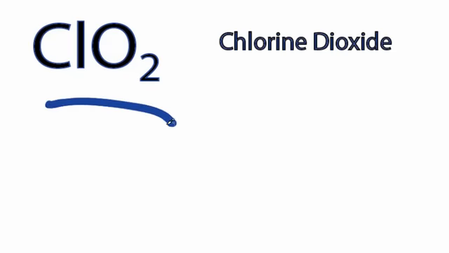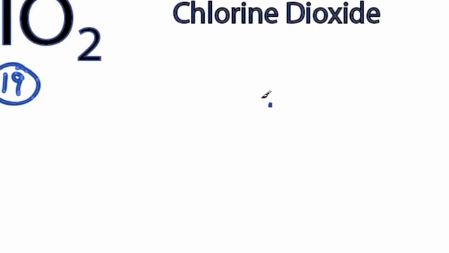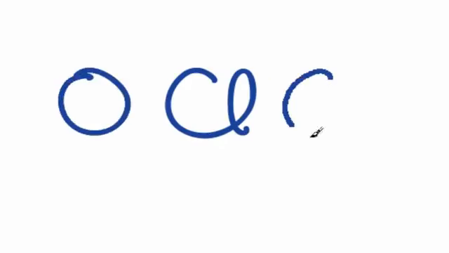This is the ClO2 Lewis structure, chlorine dioxide. For chlorine dioxide, we have a total of 19 valence electrons. It's a little bit strange to have an odd number of valence electrons, but that's the case with the ClO2 Lewis structure. Chlorine is the least electronegative, so we'll put that in the center, and we'll put the oxygens on the outside.